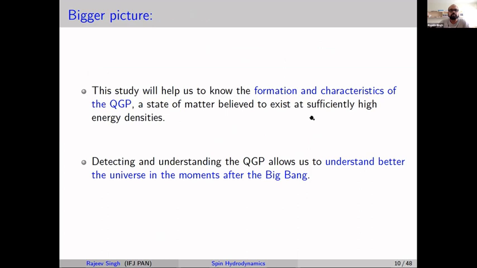So this is the bigger picture, why we are doing this. This understanding of the spin polarization will help us to know the characteristics of QGP, which is believed to exist at sufficiently high energy density in the early universe, and this will also allow us to understand the early universe just after the Big Bang. So this is the bigger picture which we all have, the theoreticians and the experimentalists.